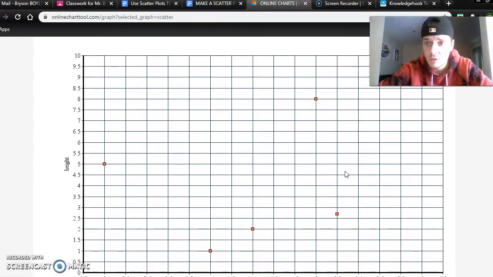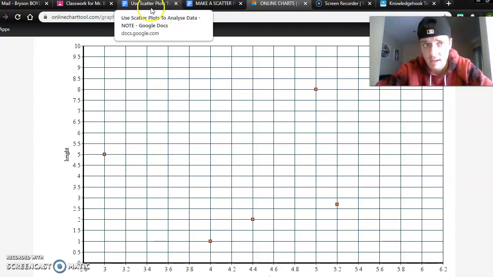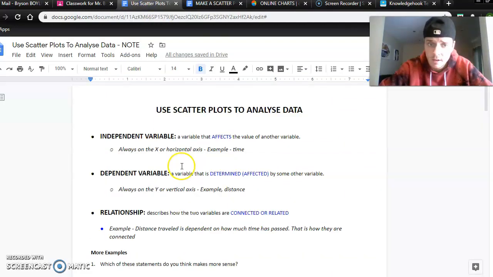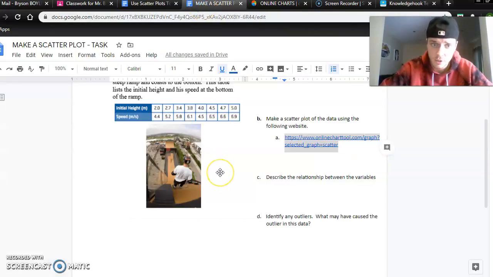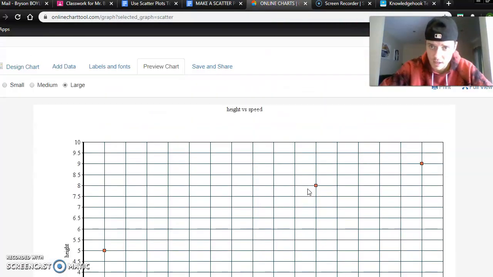What I want you to do is take a picture of that scatter plot with your phone or a screenshot with your computer if you can do that. And I want you to submit that screenshot on Google Classroom as proof that you did it. All right? So one more time, go through everything. Start with the note. Go through the note. Go to Knowledge Hook. Do the 12 questions helping you get introduced to scatter plots. And when you're done the note, you're done doing the Knowledge Hook mission, you're going to make your own scatter plot using this website and the instructions I just said.